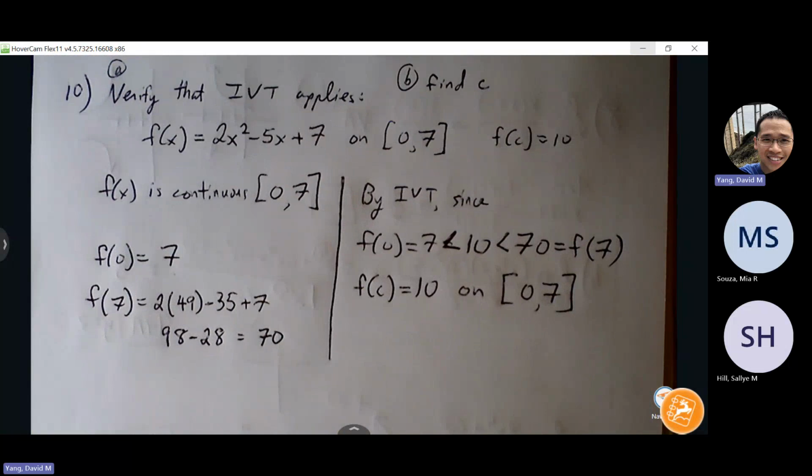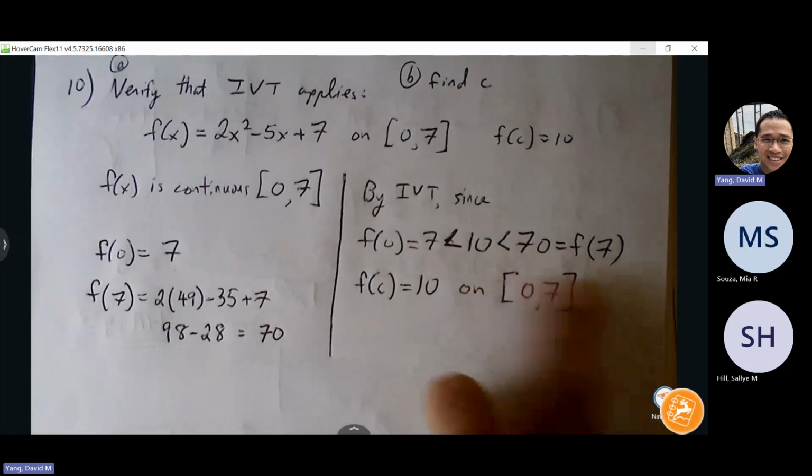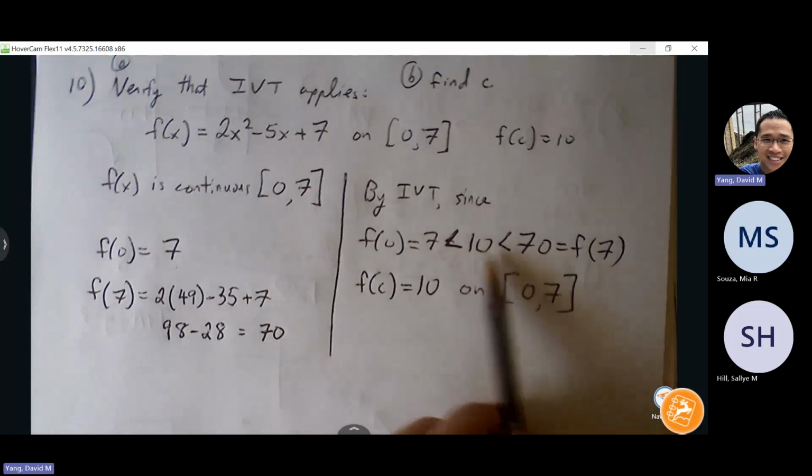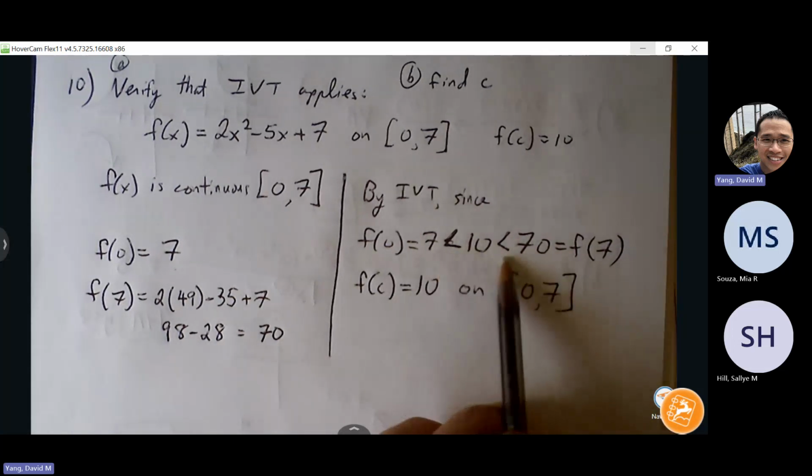Also, in some lessons you do it the opposite way, where it says 70 equals f of 7. Yeah, you can. It doesn't really matter. If you want to flip it, you can do that as well. It's just, I put these next to each other. It makes it easier for me to compare that. Okay, 10 is obviously between 7 and 70.